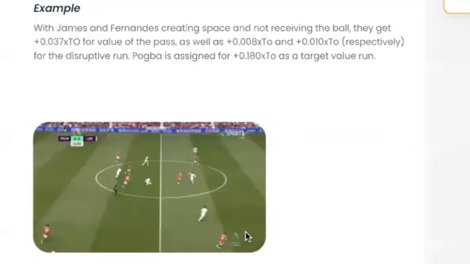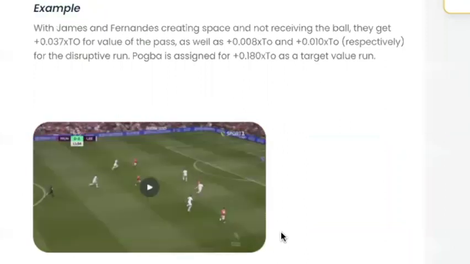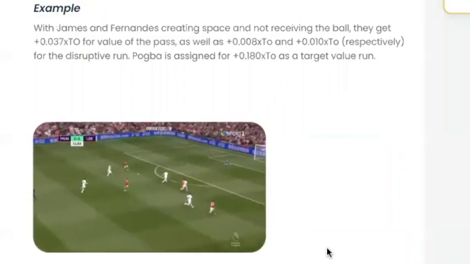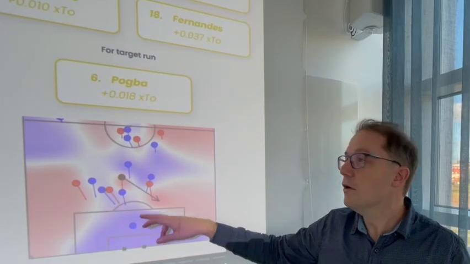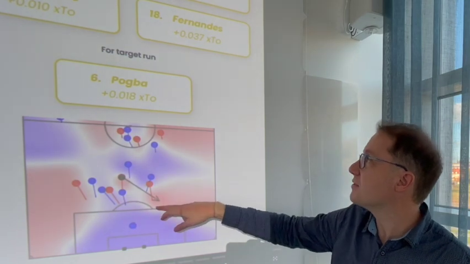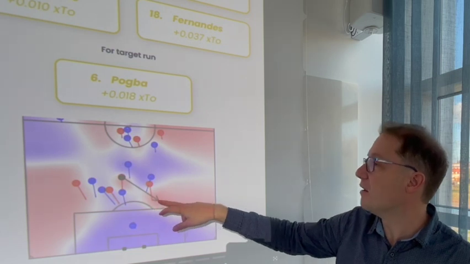But you get the value of the resulting pass. So let me give an example of this. This time I think it does result in a goal. So in this case, both James and Fernandez get value for performing the runs and opening up space, while Pogba gets value for actually receiving the ball when he made the run.